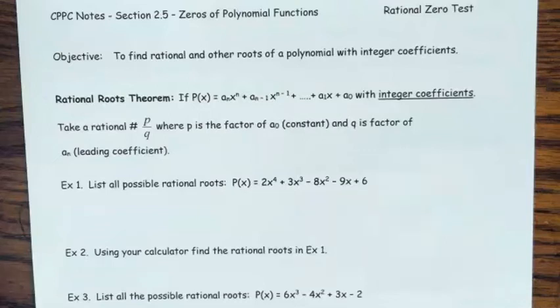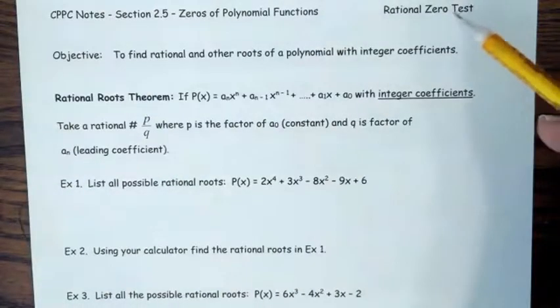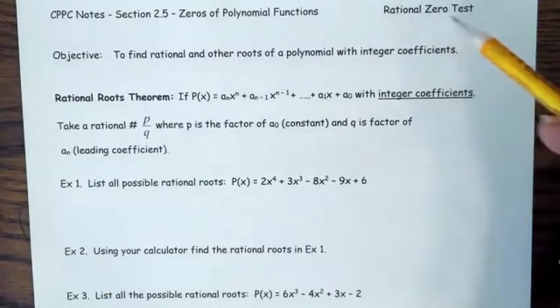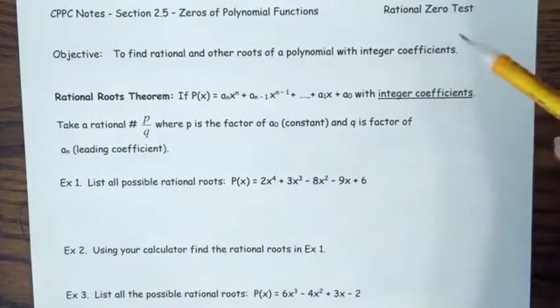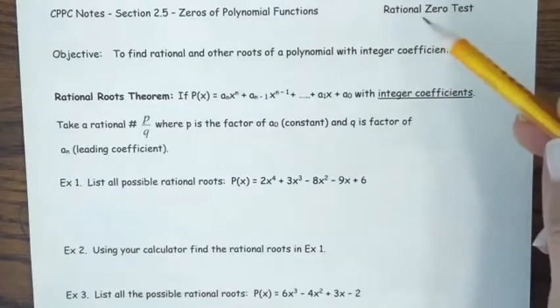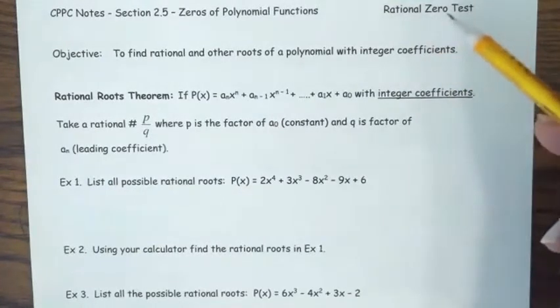All right, so today we're going to be looking at the first part of section 2.5, which is zeros of polynomial functions. The rational zero test, or another name for that would be the rational root test, since zeros, roots, and x-intercepts are all the same. That is, they all have the same name. So: rational zero test or rational root test.